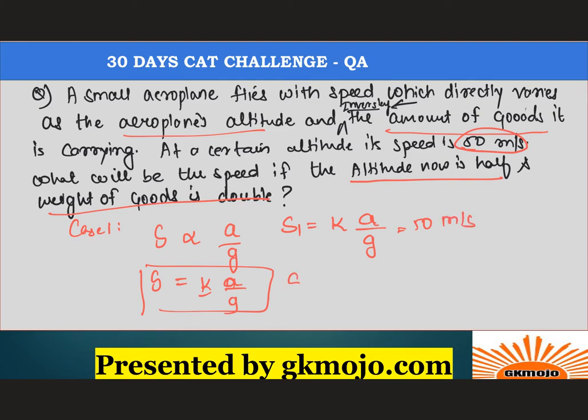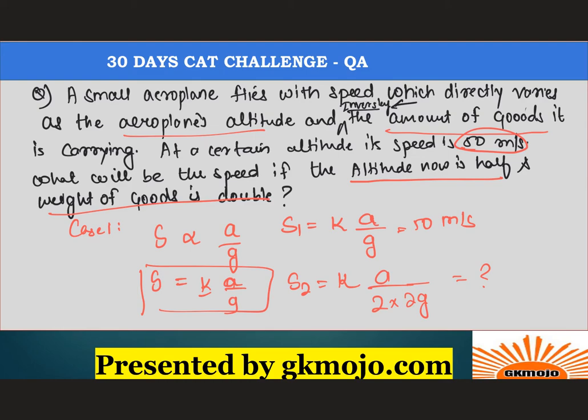Now what happens in case 2? This k would remain the same, right? The altitude is half, that is A by 2, and the goods have doubled, which is 2 into G, right? So they are asking what is the speed now.